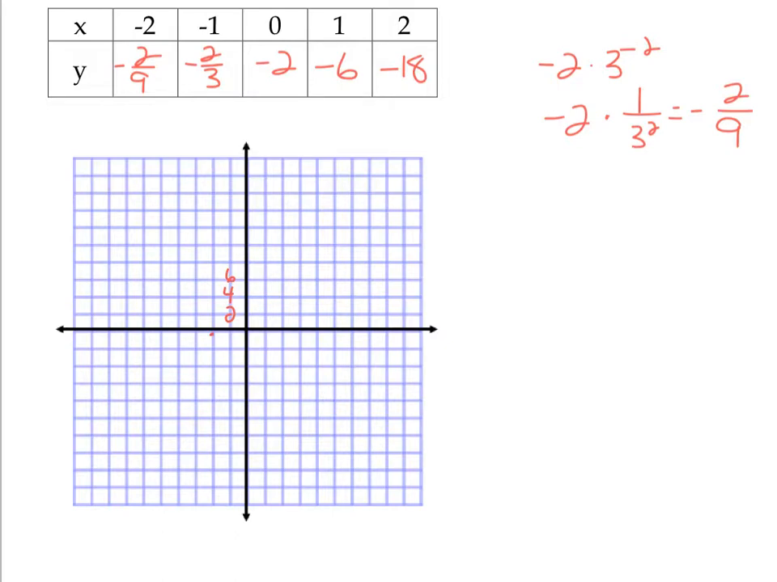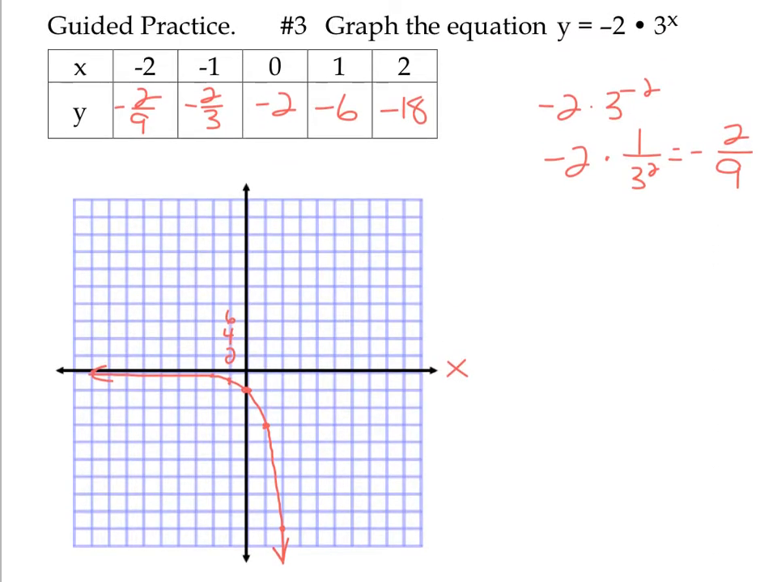Negative 1 and negative 2/3, right around there. And then we've got 0 comma negative 2, 1 comma negative 6, and 2 comma negative 18. Okay? And so when we graph this curve, it's going to approach 0 still and not cross it. And then we're going to have a smooth curve through our points. And it looks similar to the graph we had before. It's kind of flipped over on the other side of our x-axis, right? This is our x-axis. That's what that negative value for a will do, okay?